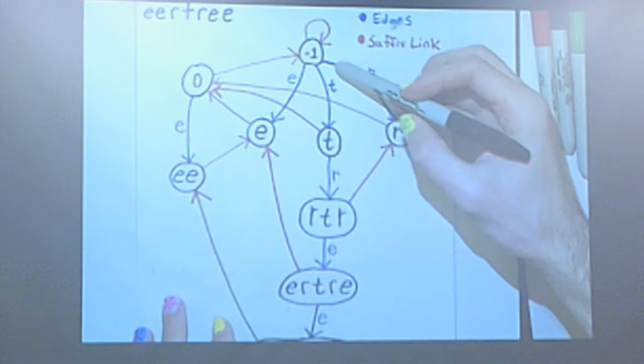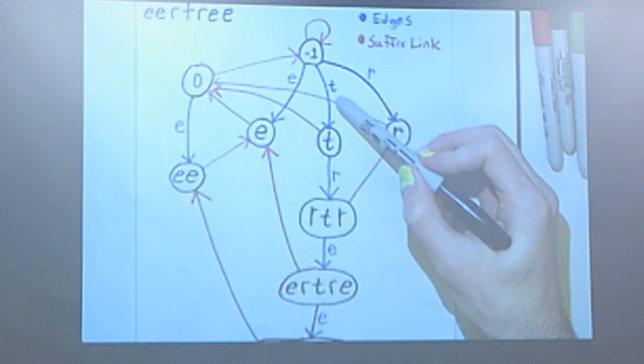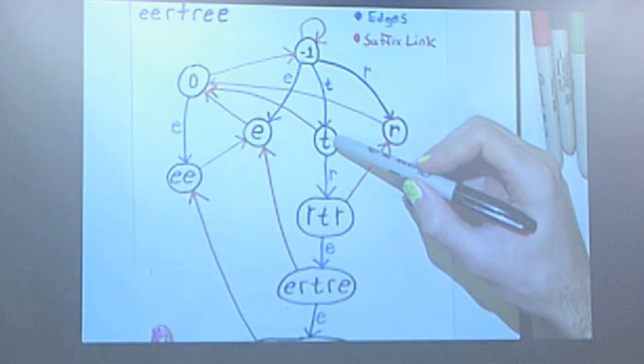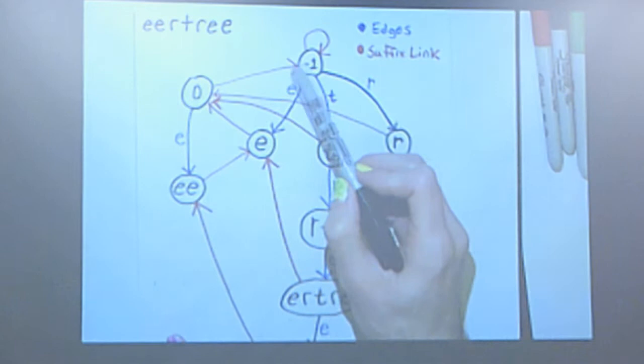An edge is basically: if I have some string and I take some character and append it to both sides of that string, what is my resulting string? Here we have this T, and it has an R edge to RTR, because if we add R to both sides of the T, we get this. Now in the Eertree, we have two null nodes. One node is for the empty string, and one I'll call the null string.